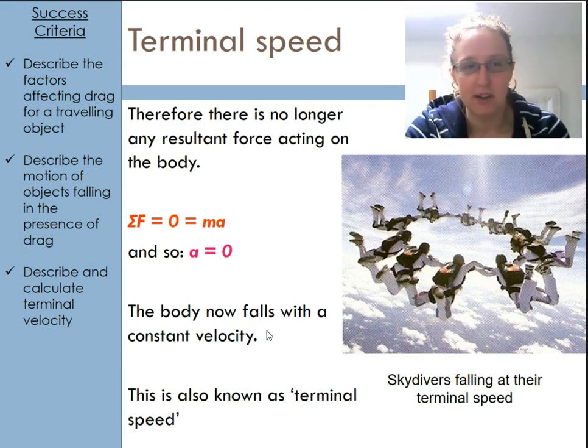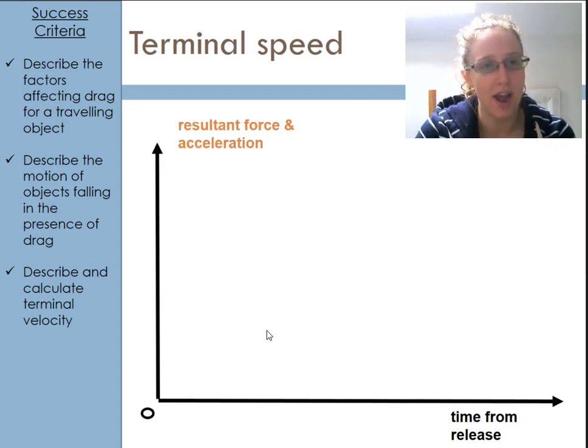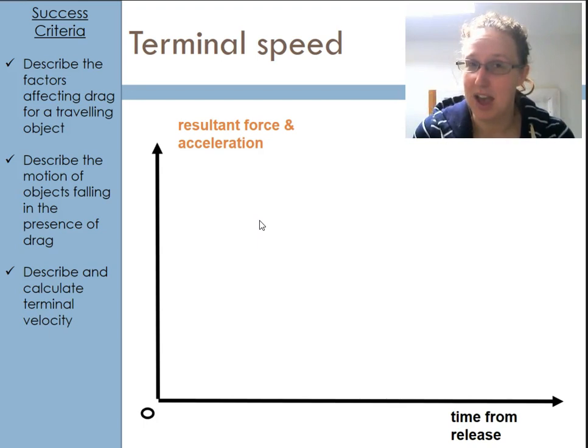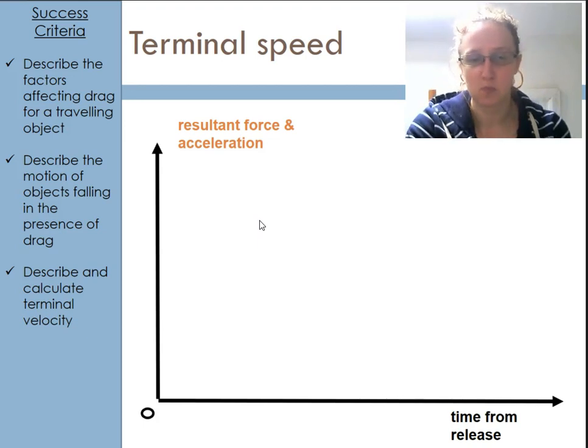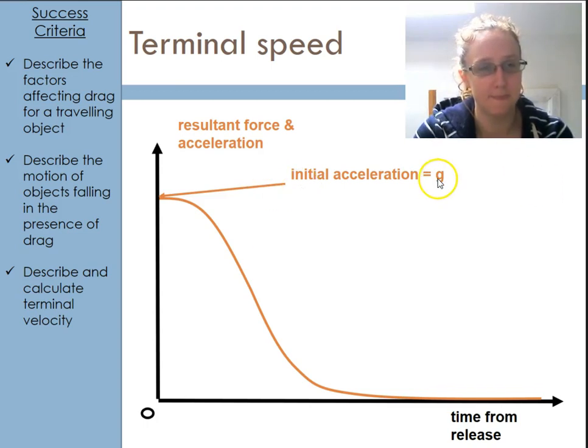Okay, so let's just have a little think about what's going on. What I'm going to do is plot a graph that shows you how the resultant force, and therefore the acceleration, because they're going to be proportional to each other, changes with time for a skydiver from when they jump out to when they hit terminal velocity. You may be asked to consider what will happen once they open the parachute. So have a think about that, because we will probably talk about that in class. For the moment, I'm just looking at from the time they jump out of the plane to when they hit terminal velocity. So to start with, they're going to have an initial acceleration that's equal to g.